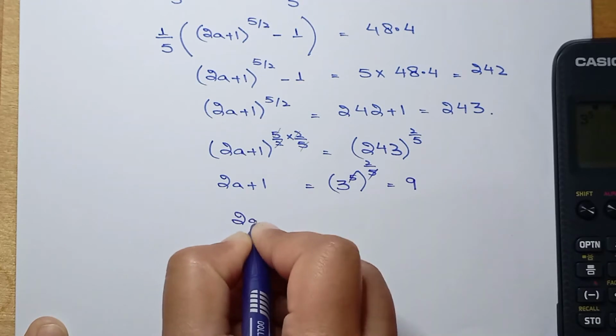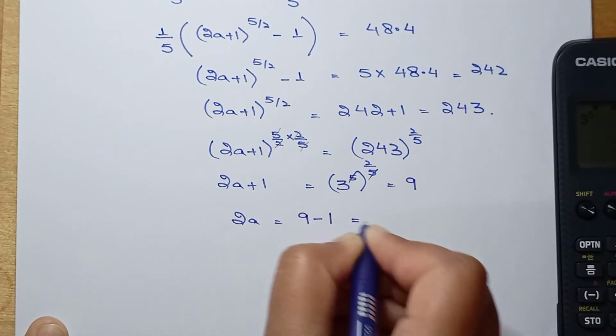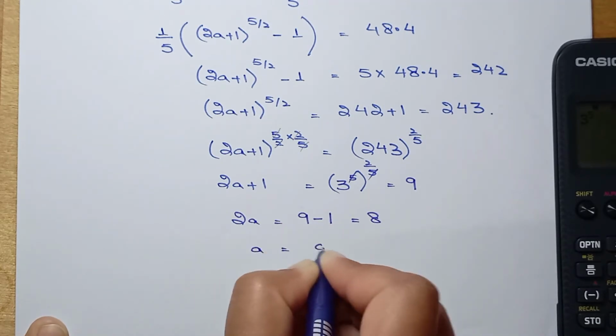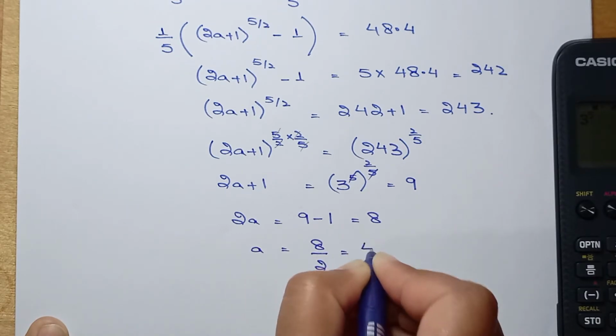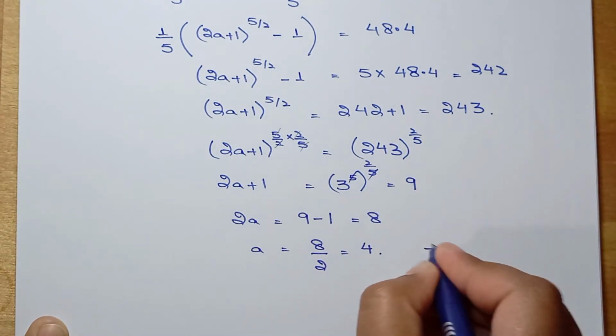Now 2a is equal to 9 minus 1, that is 8, and a would be equal to 8 by 2, which is equal to 4. So the value of a is equal to 4.